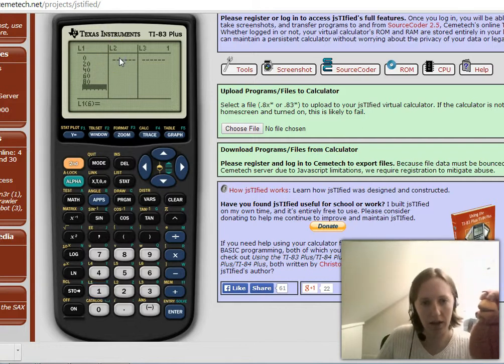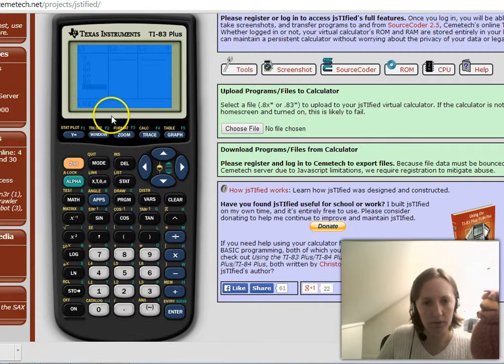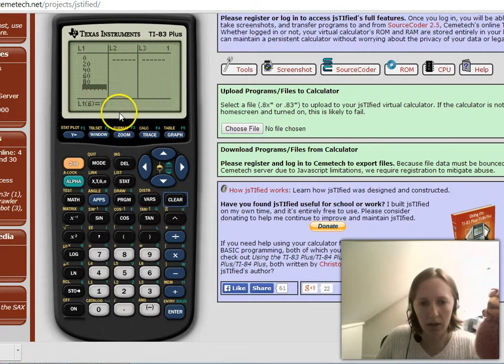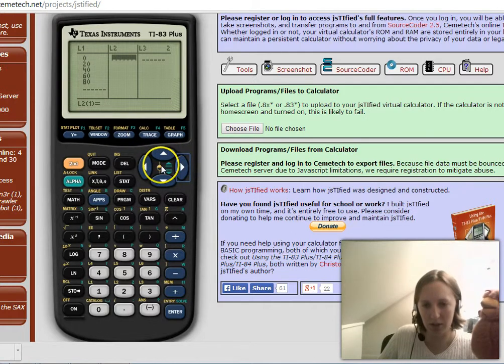Okay. So that's that. Now for list 2. Oh, I can't do that. What have I done? There we go. Now I need to go up. This isn't a touch screen. Here we go. And I go over to the right. Now I'm in list 2.